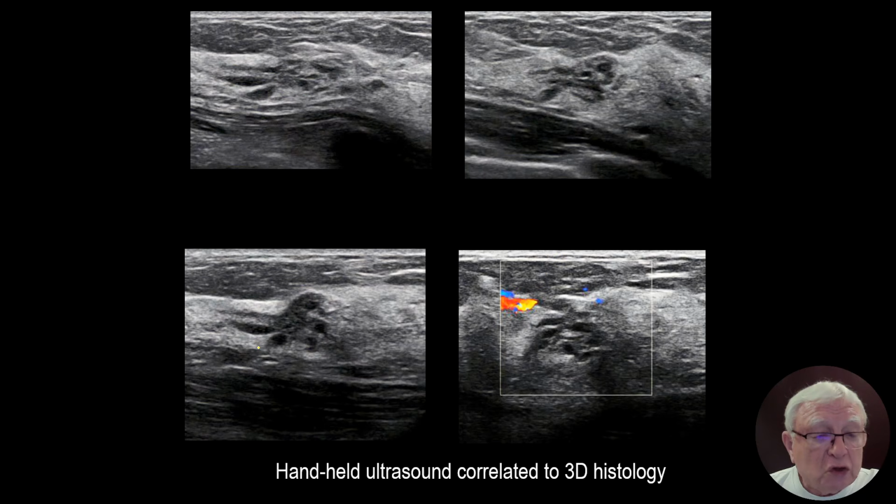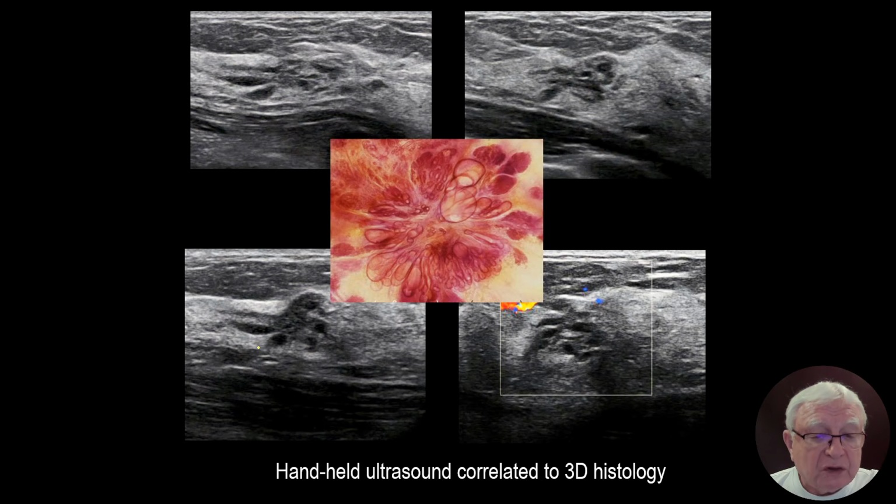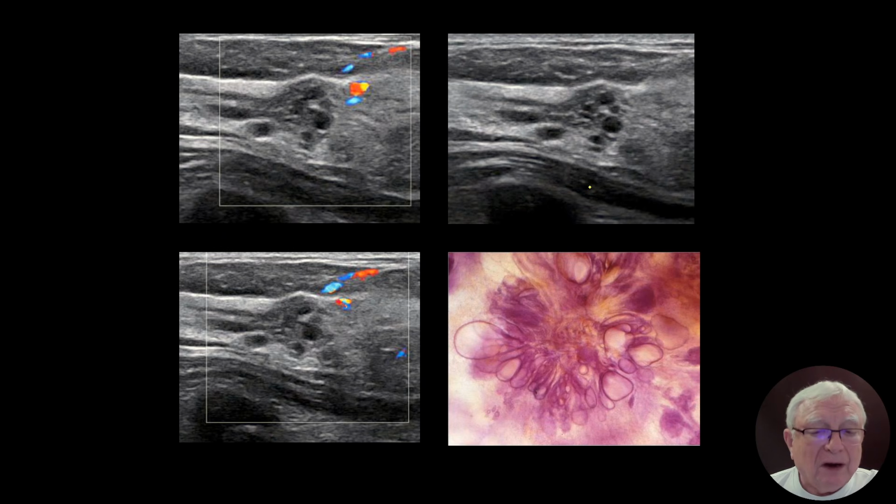And I would not stop at these slides. I would take more slides because I say, I think I got it. This is going to be a radial scar. Great. Did we talk about cystic cavities? I just got it, right?